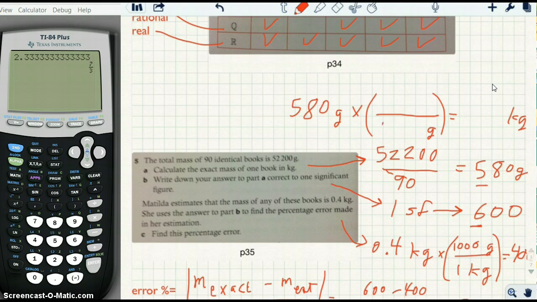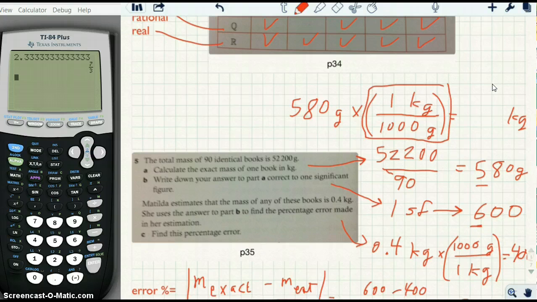If I put down here 1,000 grams, and I put up here 1 kilogram, is that equal to 1? Is 1 kilogram divided by 1,000 grams equal to 1? Yeah, it is, because 1 kilogram is 1,000 grams. So I have one quantity over another quantity, which represents the same amount, that's equal to 1. So I can multiply by 1, and I'll still get the same amount out.